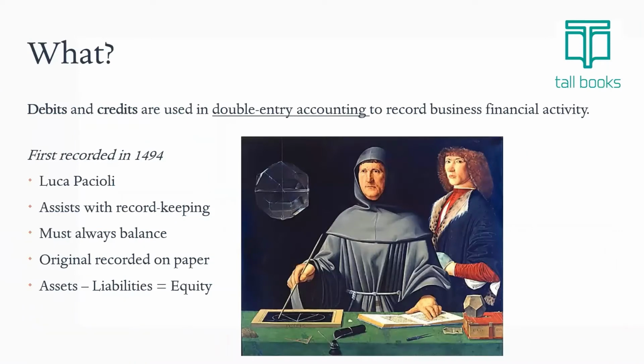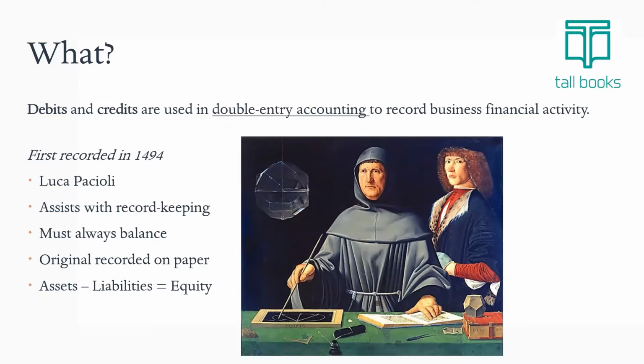What are debits and credits? Debits and credits are used in double entry accounting to record business financial activity. The double entry accounting system was created by Luca Pacioli in 1494. So you can see it's been around for a long time. Back then, Luca used double entry accounting to record transactions between businesses like merchants, bankers, and the like of his day. The core rule of double entry accounting is that every entry on the left, debit, must have a balancing entry on the right, credit.